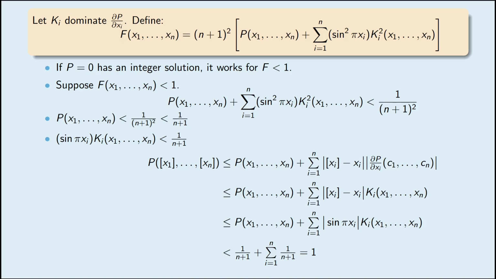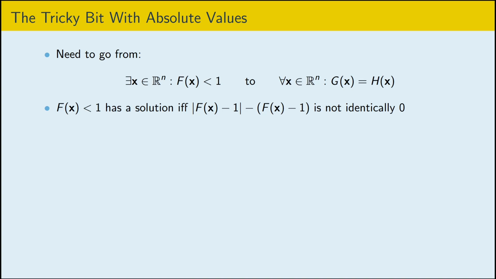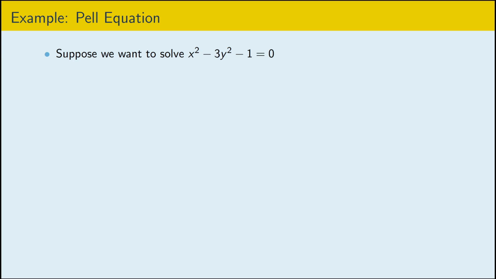But p is an integer polynomial that only spits out non-negative values. So its output at this integer point has to be some non-negative integer strictly less than 1. And there's only one such integer, and that's 0. So p at this rounded point has to be 0. And that completes our proof that p equals 0 having an integer solution is equivalent to f being strictly less than 1 having a real solution. And then the tricky bit with absolute values is exactly the same as I showed you before. We can turn the question of if f is strictly less than 1 has a solution to is this expression not identically 0?